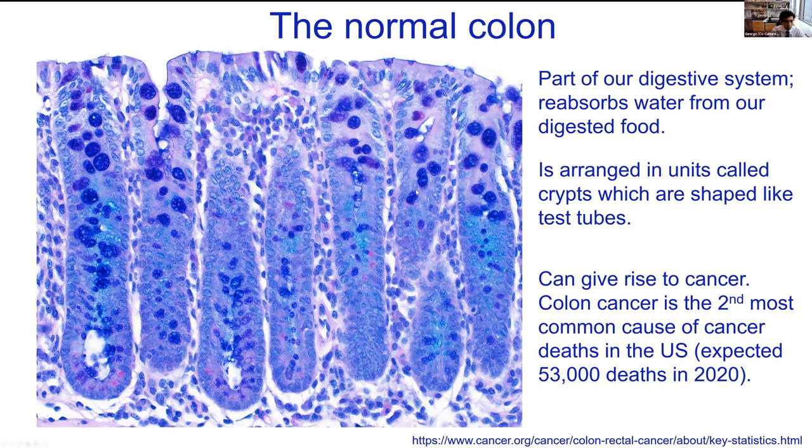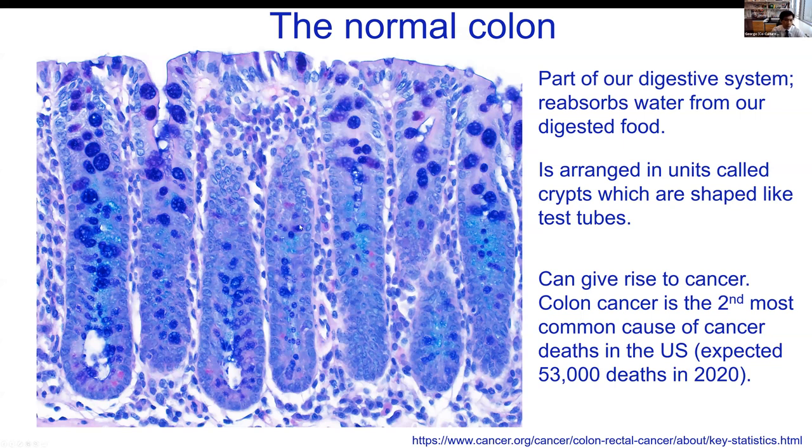It has a lot of interesting and important functions. And one of them is to resorb water from our digested food. That's critical for our survival. And one thing that's unique about it is that it's arranged in these units called crypts, which are test tube-like shaped. And you can see that on the left here in this Alcian blue periodic acid Schiff stain section. And you can see they have a linear arrangement with the stem cells on the bottom and the differentiated cells on the top. And that's how the tissue regenerates itself.